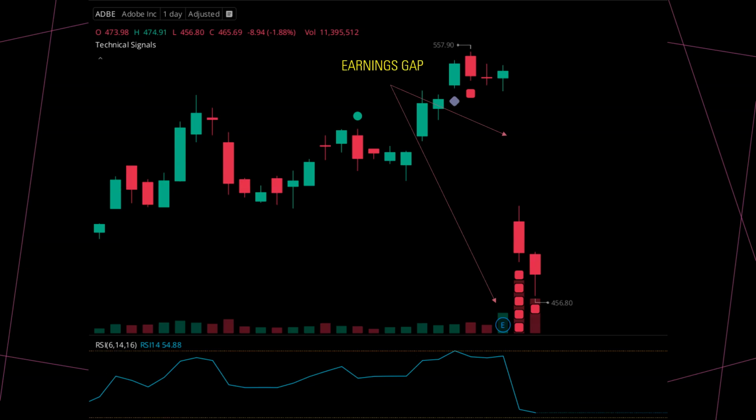Now this is Adobe. They had earnings a few days ago. You're going to want to look for tickers that have earnings coming up to play immediately following the earnings for calls. Or you can look back to previous earnings and see if the gap is still there and if there hasn't been any upwards trajectory yet after the gap down on earnings. So earnings gap number one.